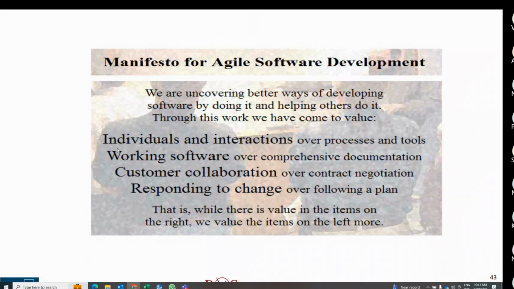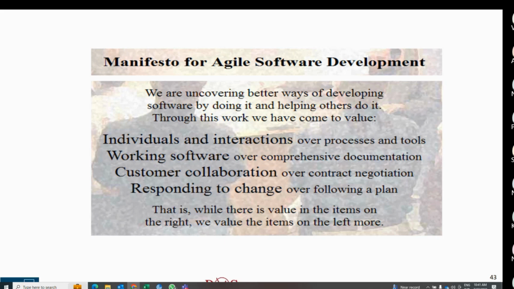This is the manifesto, and so even if the last two lines are important, there is a value in the items on the right. What are the items on the right? Process and tool, comprehensive document, contract negotiation, following a plan. So they are not saying there is no value, there is a value.